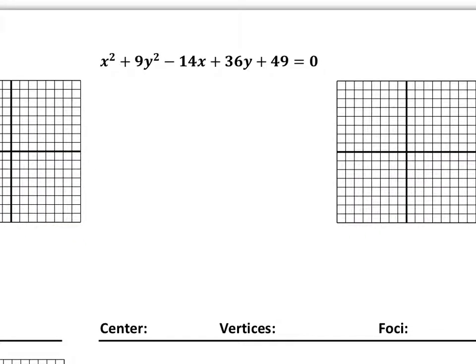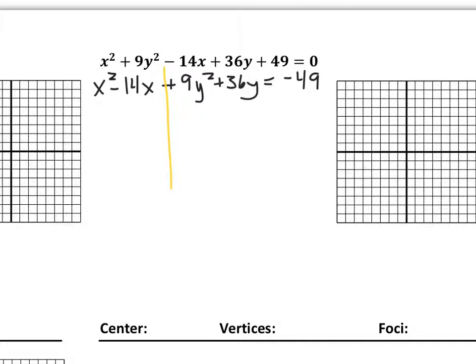All right, so first step, we get x's together and y's together. X squared minus 14x plus 9y squared plus 36y equals, move the 49, negative 49. We're going to split it up. Now, I don't need to take anything out of my x side. I am going to think about that as a 1. So I'm going to come over here and put 1 times something just because I need to keep track of it. And then we'll complete the square with that.